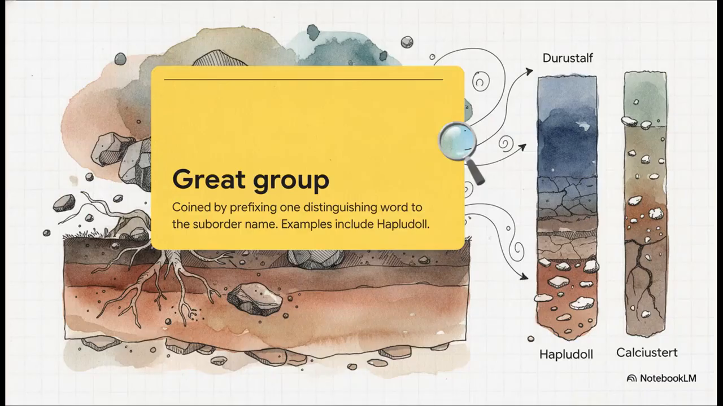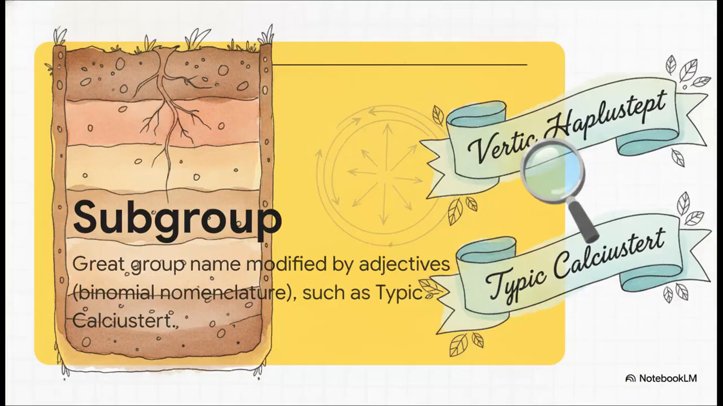Moving right along, the third category is the great group. The name of the great group is logically coined by prefixing one additional distinguishing word directly to the suborder name. This added prefix highlights a distinguishing character of the great group. Just look at the examples here: durasolf, hapludol, and calciester. It just stacks perfectly.